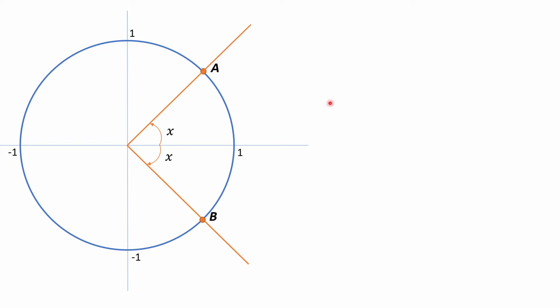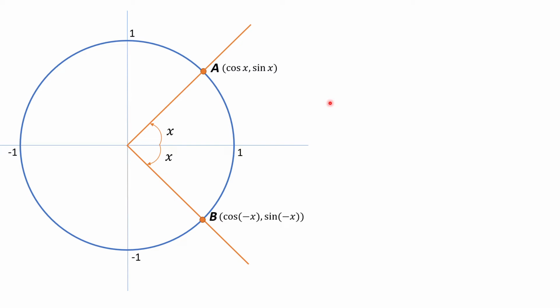Now, if we go from the horizontal axis and go clockwise, going down angle x, we're going to get point B, and that point corresponds to angle minus x. Okay? So the coordinates of point A are going to be cosine x and sine x. Coordinates of point B are going to be cosine of minus x, sine of minus x.